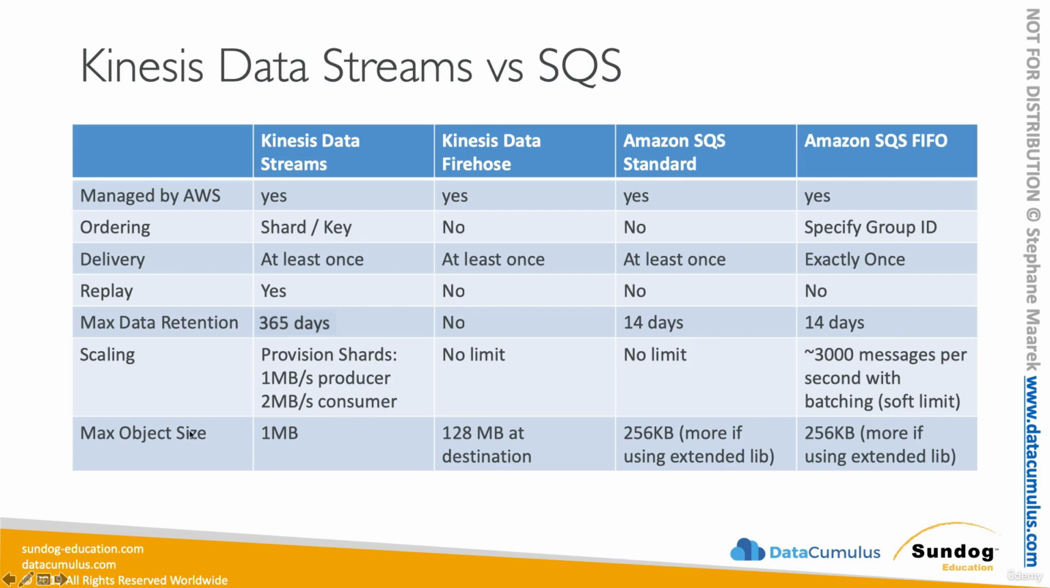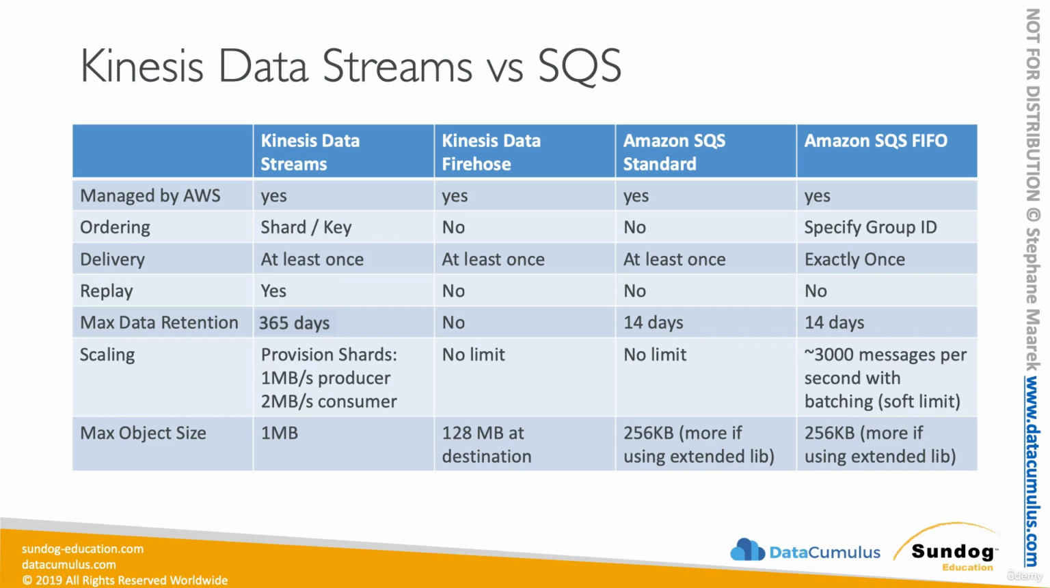Now, the max object size for Kinesis data streams is going to be 1 megabyte. For Kinesis data Firehose, it's going to be 128 megabytes. That's the max buffer size you can set. So the destination can have maybe S3, can have an object of 128 megabytes being written to. And for SQS, it's 256 kilobytes and more if you use the extended SQS clients.